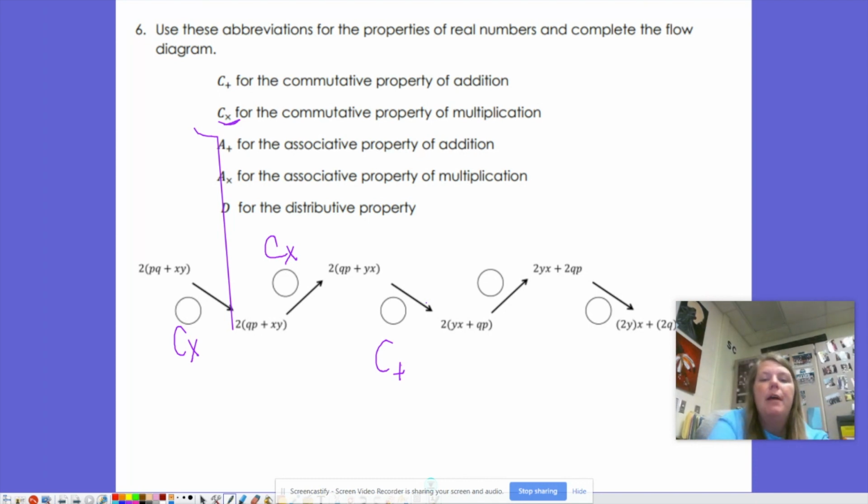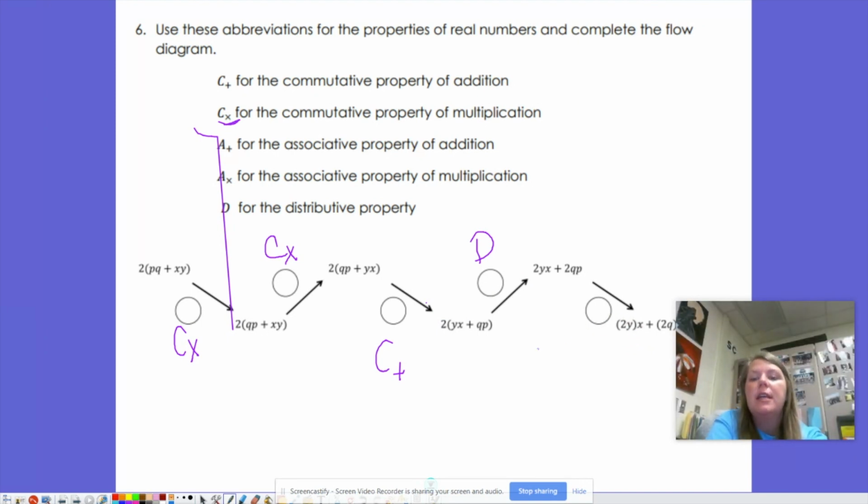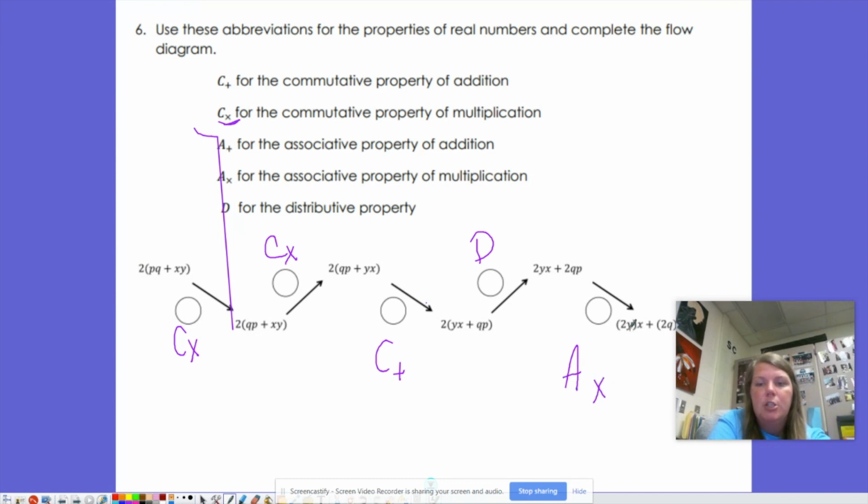And then from step number 4 to step number 5, it looks like they took the 2 and distributed it to both. So we're going to label that the distributive property. And then the last one, it looks like they changed the parentheses around both terms. So we're going to say that that's the associative property, and specifically the associative property of multiplication, because they put the parentheses around the things that were being multiplied together.